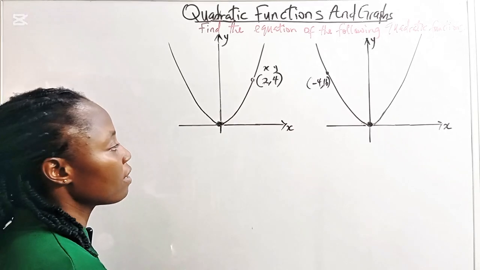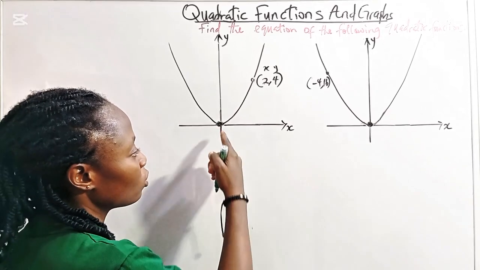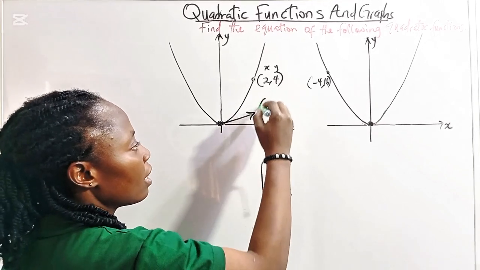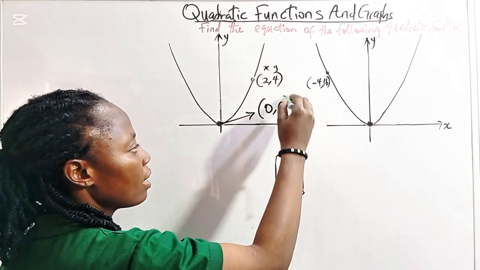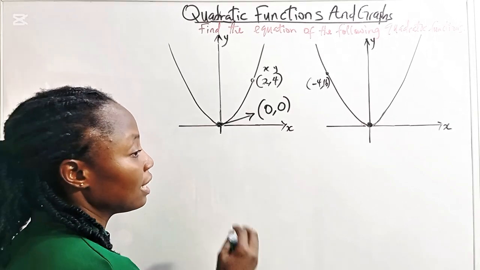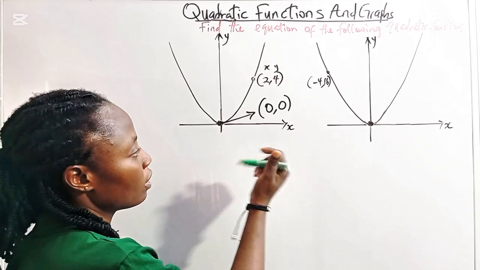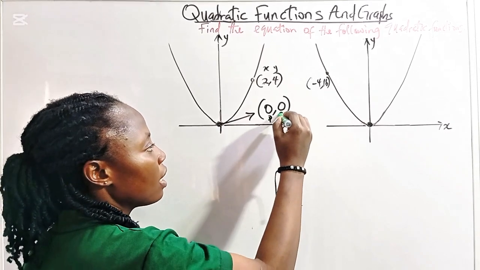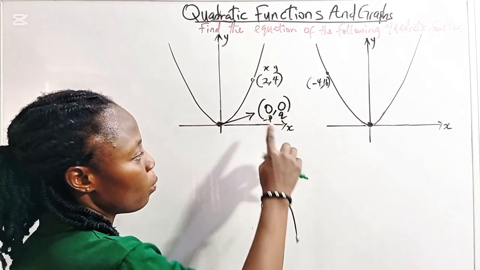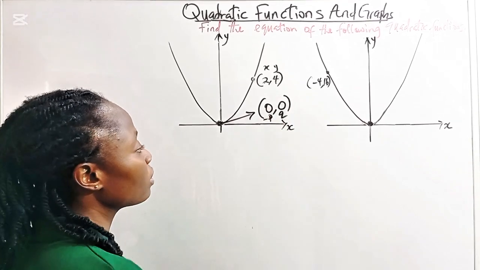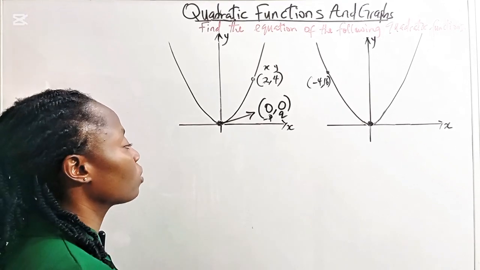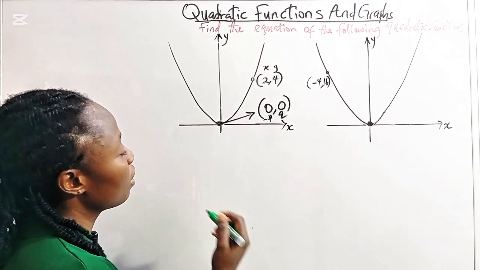So for this particular graph now, what is our turning point? Our turning point is at the origin. And at the origin, x is 0 and y is also 0. Also, for the turning point, the letters that I use to denote it are P and Q. But for the P, it is a negative. We have a negative P and a positive Q. Good. Now that we know our turning point, let's look for the equation.